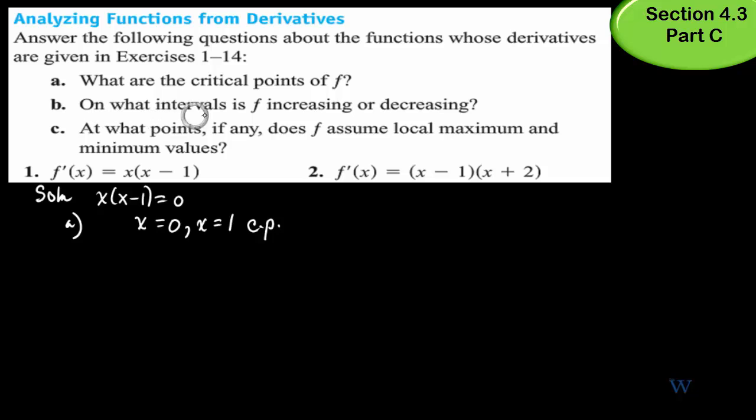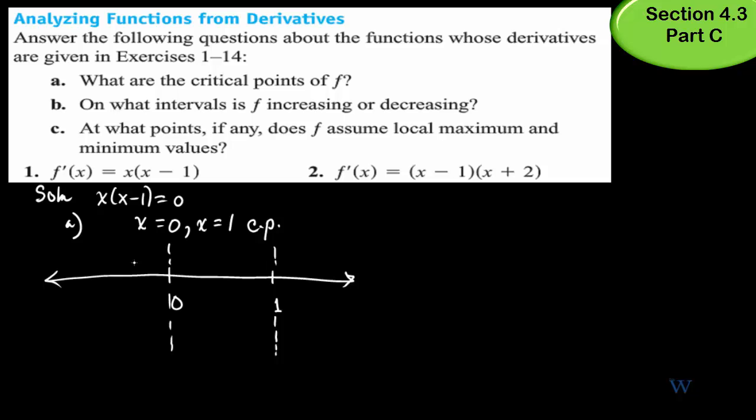Now letter B: at what intervals is f increasing or decreasing? Remember, even if we don't know exactly what the function f is, we do know its derivative, so we can find the intervals on which the function is increasing and decreasing. So what do we do next? We take test points. Test points are just arbitrary numbers, and I always encircle them. Then let's subdivide our number line so we can clearly see whether we have a change of signs in the first derivative.